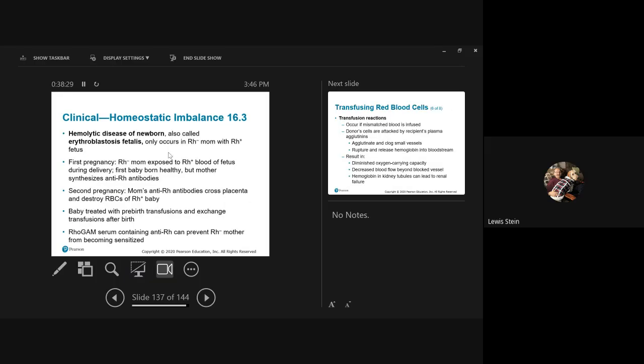So we call it erythroblastosis fetalis, a red blood cell disease condition, really. Hemolytic disease of the newborn. Because of those antibodies, which can cross the placental barrier, they will damage and destroy the baby's red blood cells. Now RhoGAM has been around for a long time. It contains anti-RH and can prevent an RH negative mom from being sensitized. Exactly what the protocol is, I don't know.